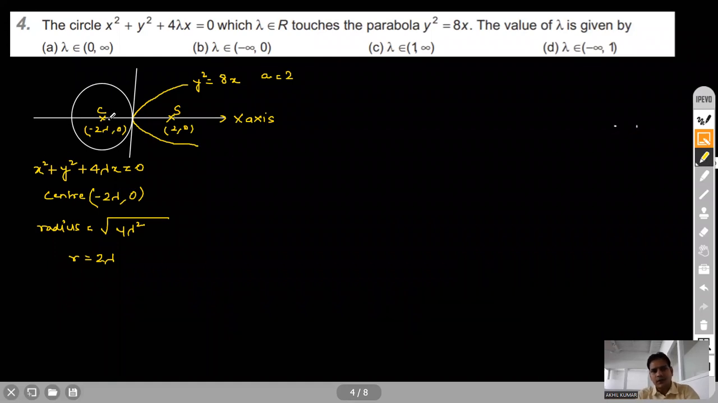So basically the center of the circle should lie on the negative x-axis, right? Because once this circle crosses the origin and comes onto the positive x-axis, it will intersect the parabola at two distinct points, but we don't need that. So the center of the circle must lie on the negative x-axis. So this minus 2 lambda, the center of this circle, should be less than 0. If you multiply it with a negative sign, lambda will be greater than 0, right? So the value of lambda ranges from 0 to infinity.